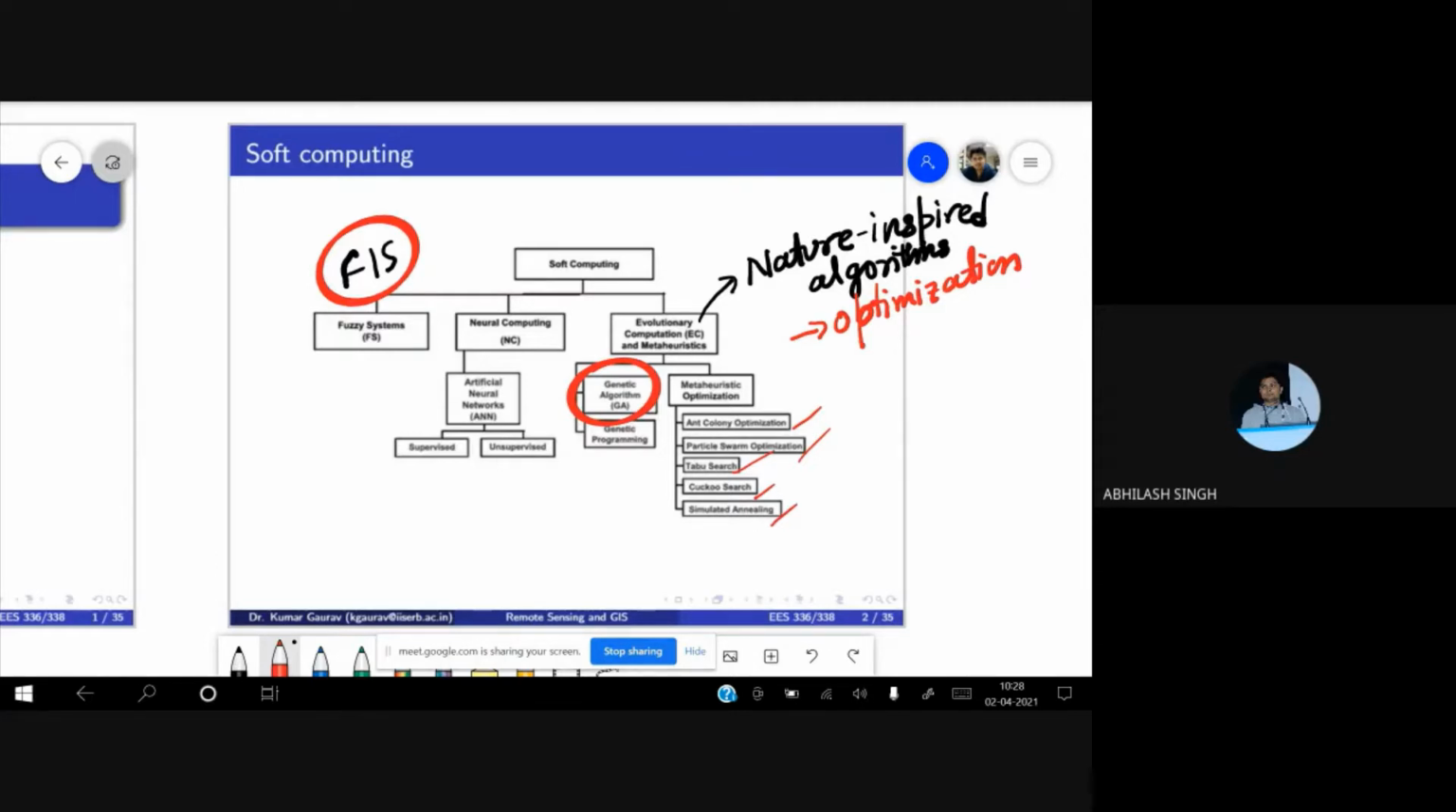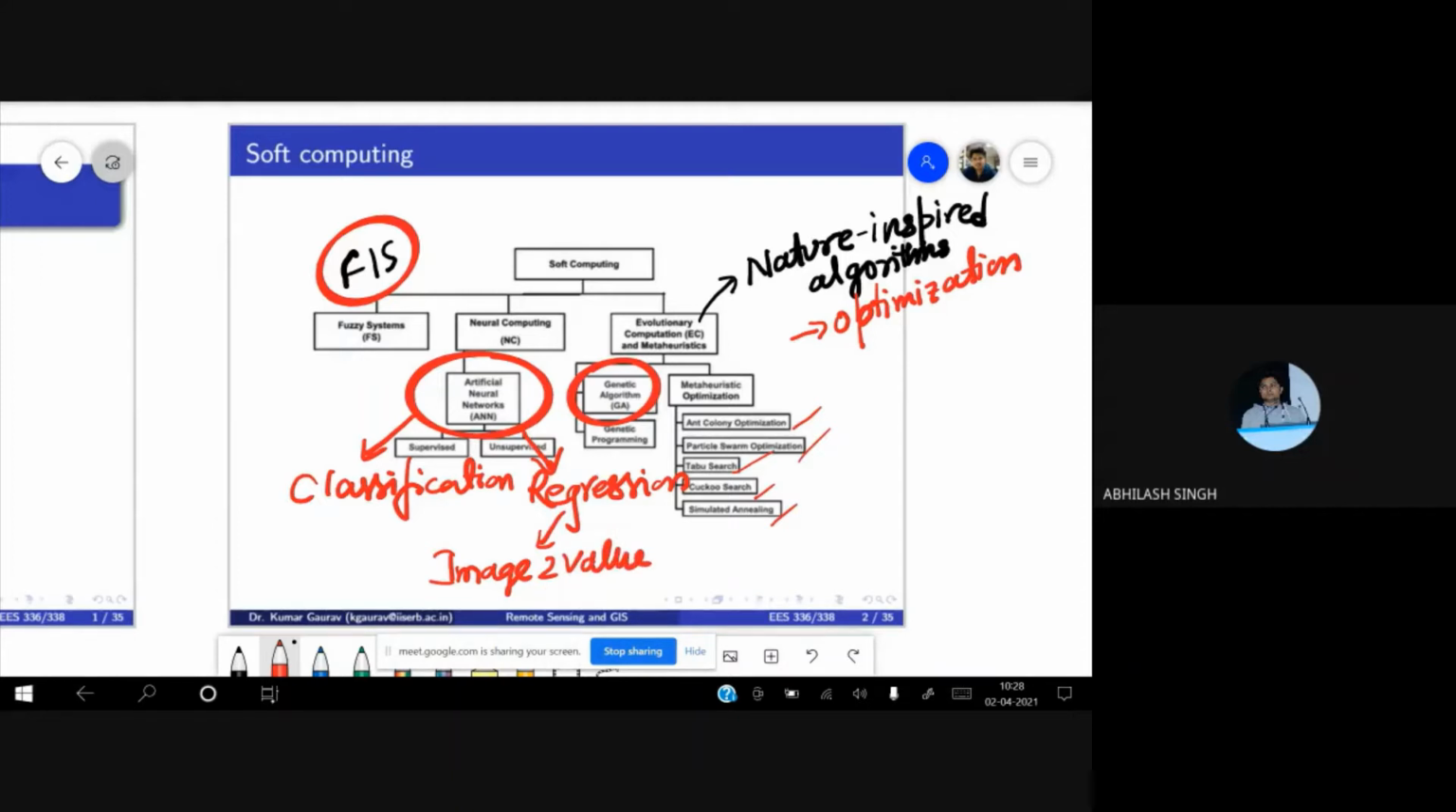If you see ANN, you may use it for two types of tasks. One is the classification task, and the other one is regression. Classification is a bit simpler than the regression problems that we will see. In regression, we have two types: image to value, and image to image regression.